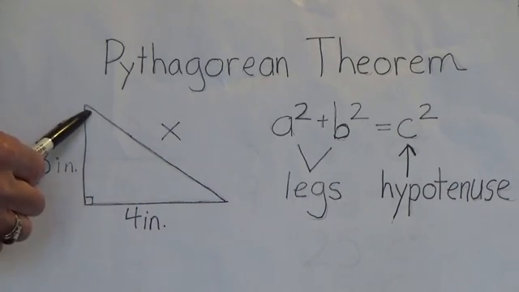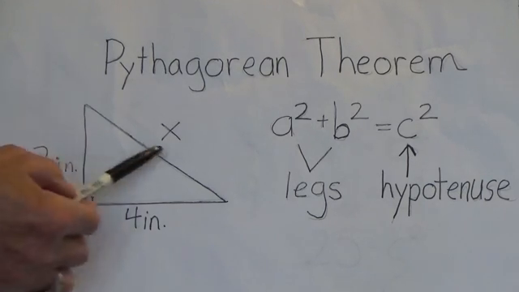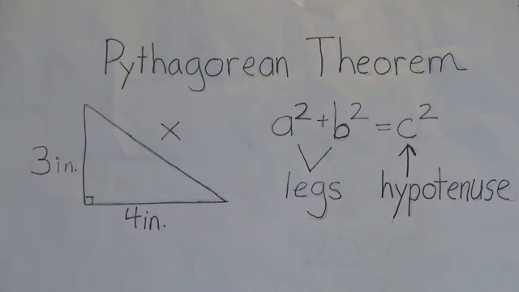It doesn't make a right angle. There's no right angle here, no right angle here. It's also opposite the right angle. So those are ways you can identify the hypotenuse of our triangle.